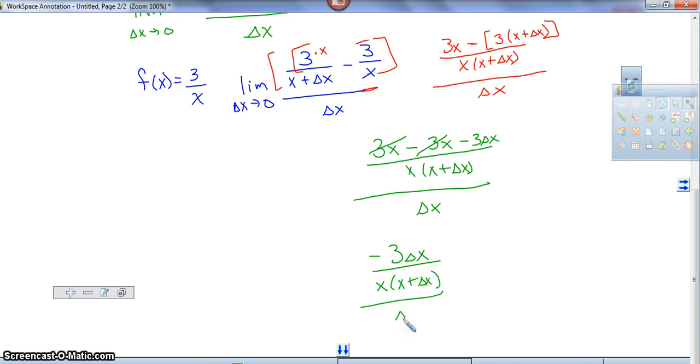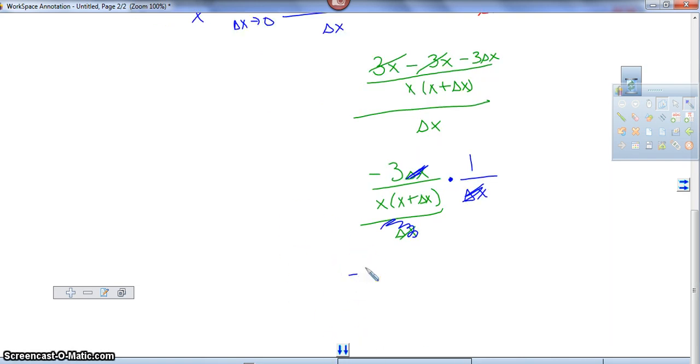Now, when you're dividing, basically you're dividing two fractions, so you have to multiply. To get rid of this delta x, it's the same as multiplying by 1 over it, right? It's the reciprocal. So I divided fractions, I multiply by the reciprocal, then I can cancel these. And now I have negative 3 over x times x plus delta x.